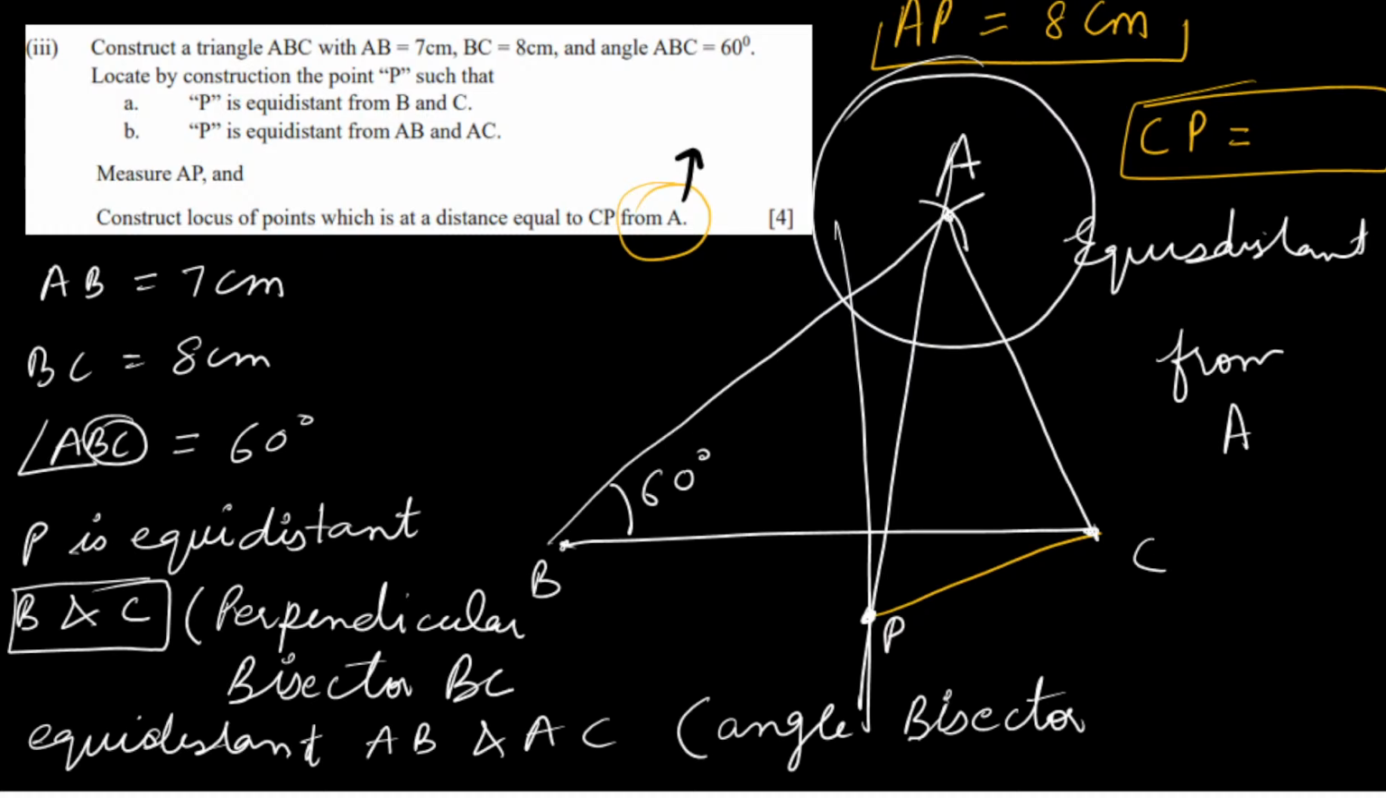So let's do the next question now. In construction, these points you have to remember. If you have to draw a point equidistant from two line segments, then angle bisector. If from 2 points, then perpendicular bisector. If from 1 point, then circle. So all the three things were there in this question. Okay, let's do the next question now.